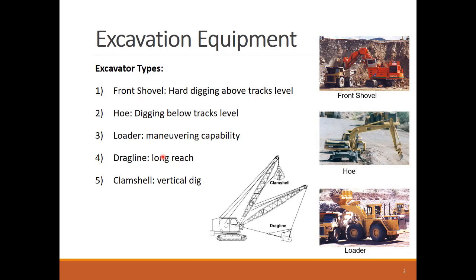There are 5 main types of excavation equipment. First, shovel is heavy equipment that excavates above the ground. Hoes are designed to dig below the grade. Loaders are mainly used to load the excavation spoil into the trucks, but they can still help in shallow excavation operations.